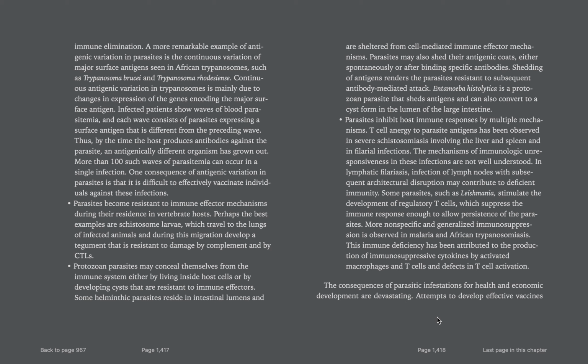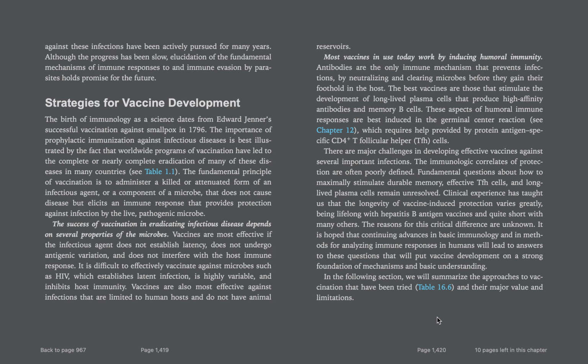The consequences of parasitic infections for health and economic development are devastating. Attempts to develop effective vaccines against these infections have been actively pursued for many years. Although progress has been slow, elucidation of the fundamental mechanisms of the immune response to parasites and of immune evasion holds promise for the future.